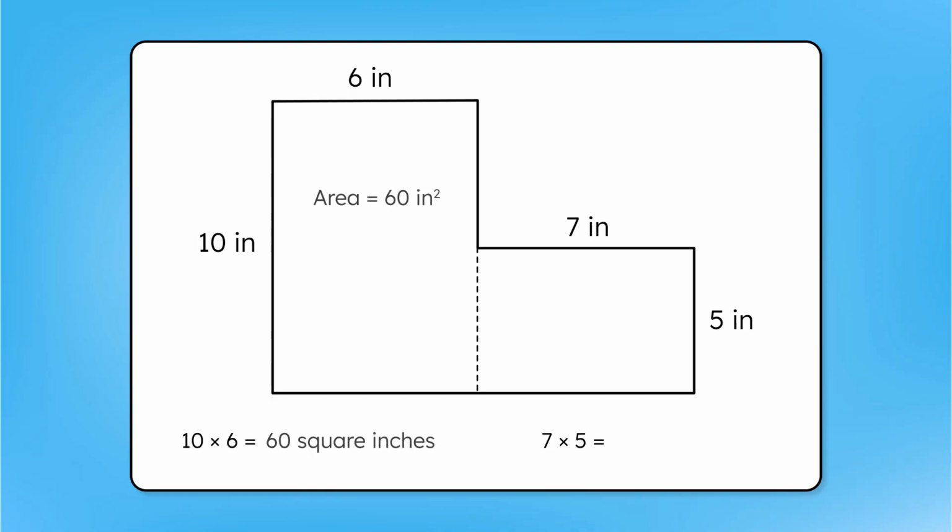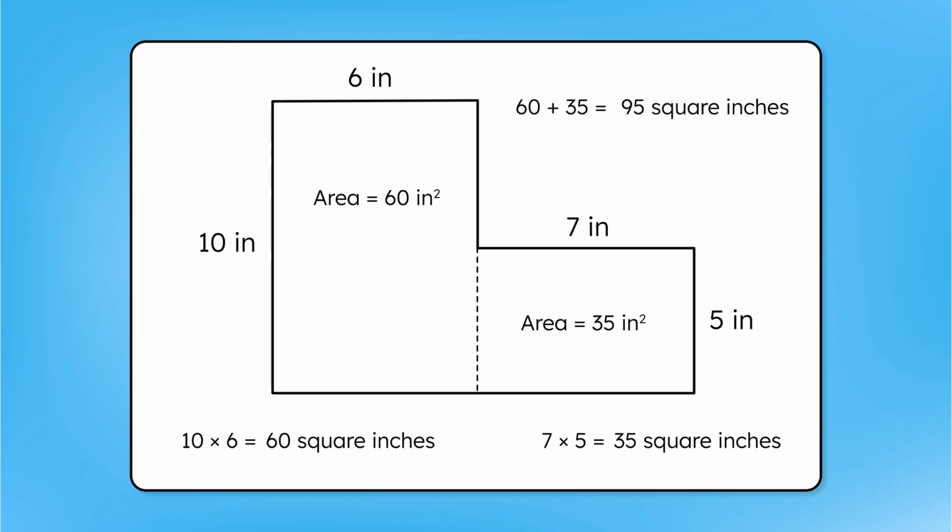10 times 6 equals 60 square inches, and 7 times 5 equals 35 square inches. Adding the areas of the two rectangles gives us 95 square inches. That's the total amount of space, or area, the entire composite shape covers.